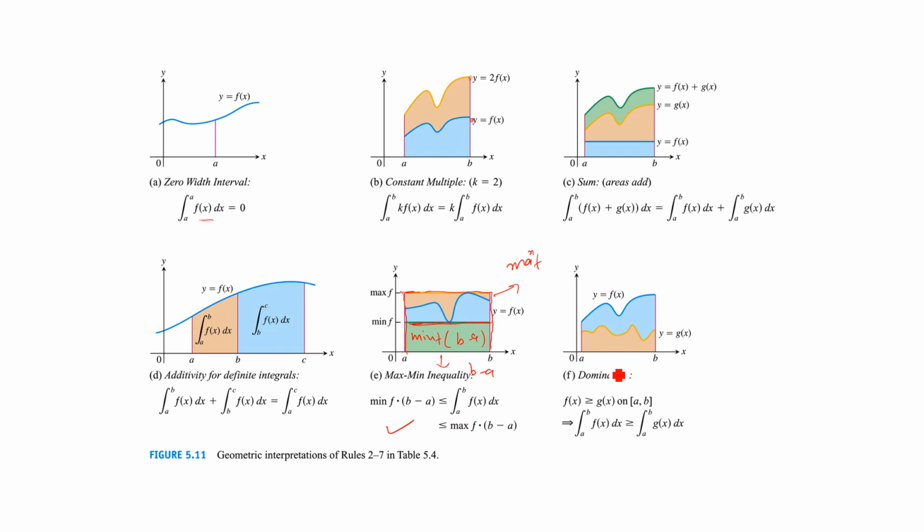Domination: you can see that if f(x) is greater than or equal to g(x), it can be equal at some point. So the area under the curve f(x) above the x-axis, bounded by the lines x equals a and x equals b, is greater than or equal to the area under the curve g(x) above the x-axis bounded by the lines x equals a and x equals b. So this relation holds. This is the graphical representation of all the properties.